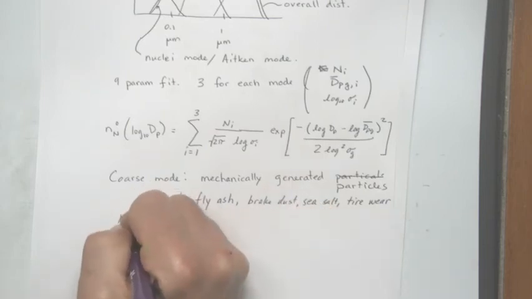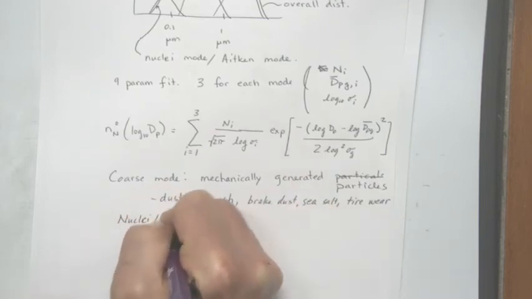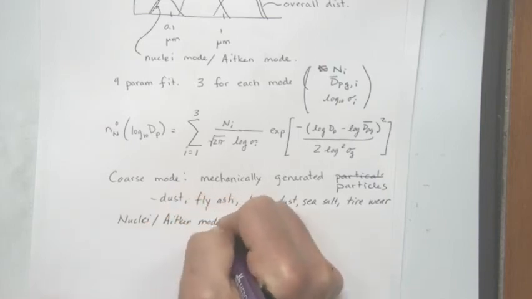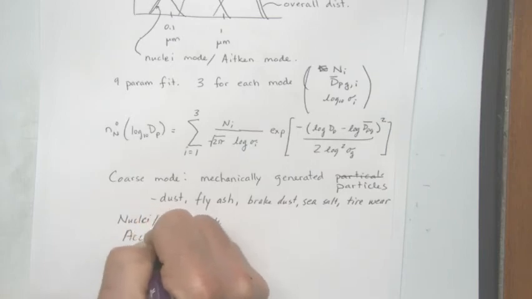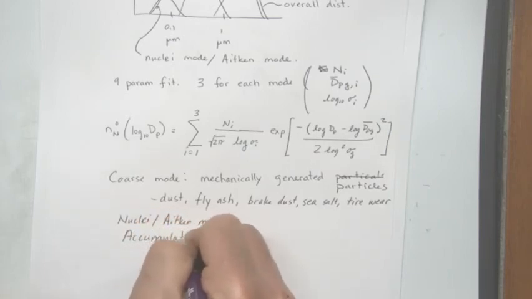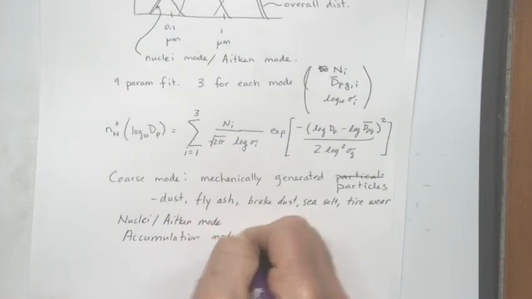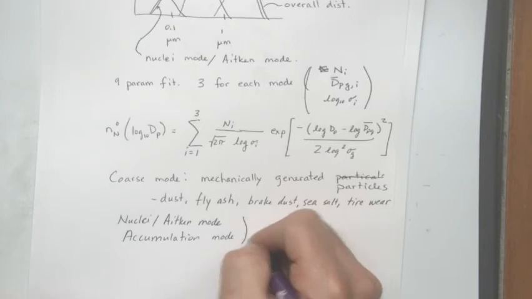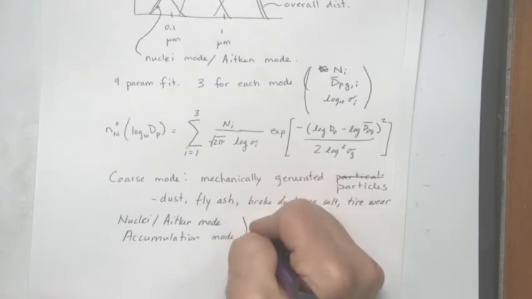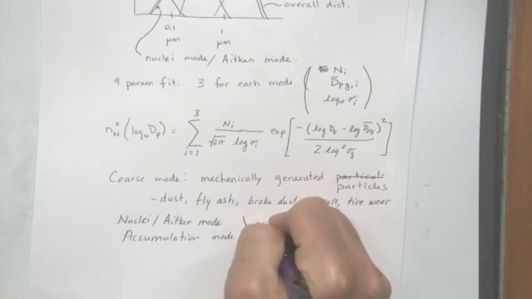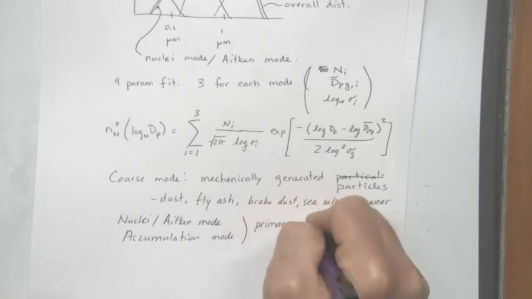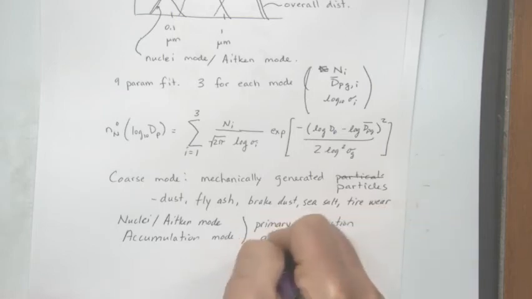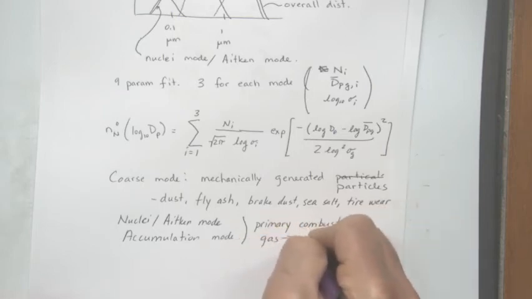and the nuclei or Aitken mode and the accumulation mode are mainly, once we add these together, primary combustion, so smoke, and then gas to particle secondary material.